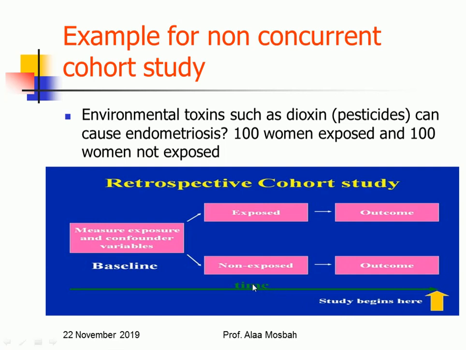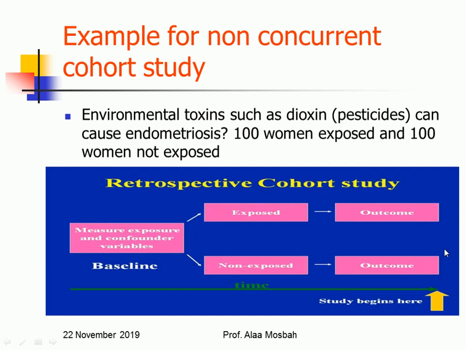and another group not exposed. I'm sure they were not exposed in the previous 5 years. Then I'll do an investigation to test for endometriosis in both of them, who has endometriosis and who hasn't in each group. Then I will analyze the data to find any relation between dioxin and endometriosis.